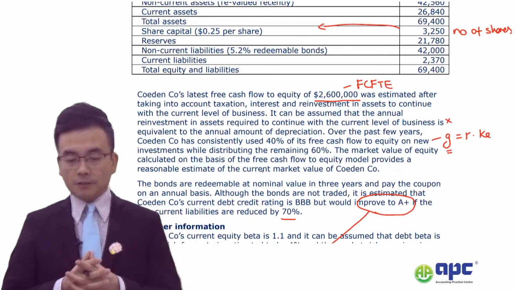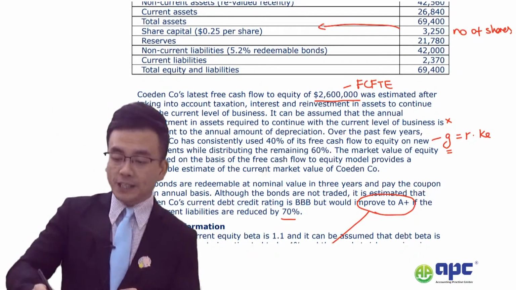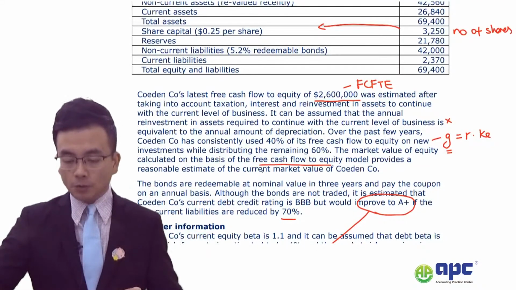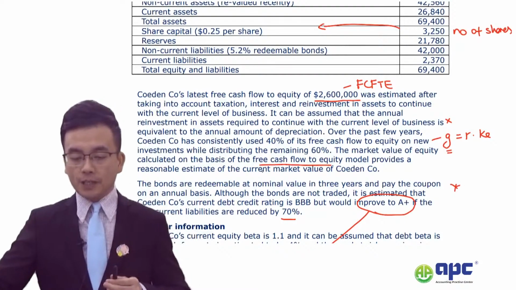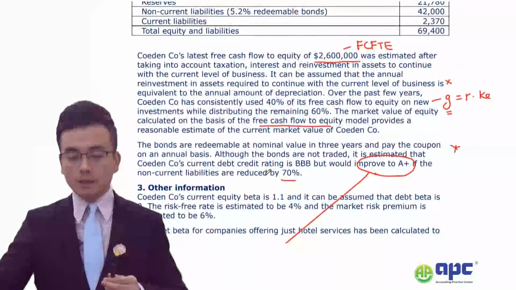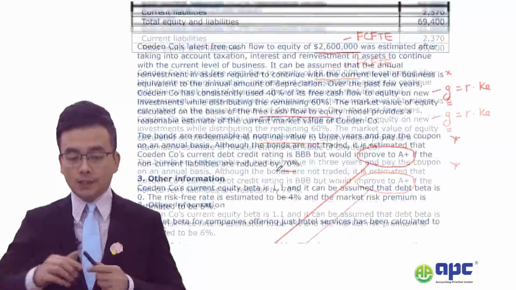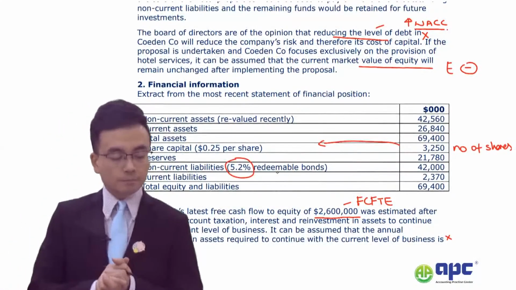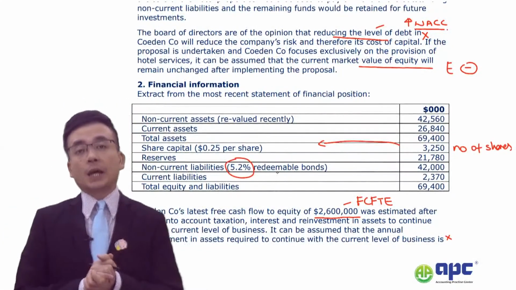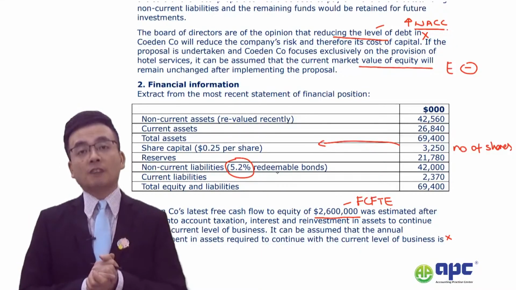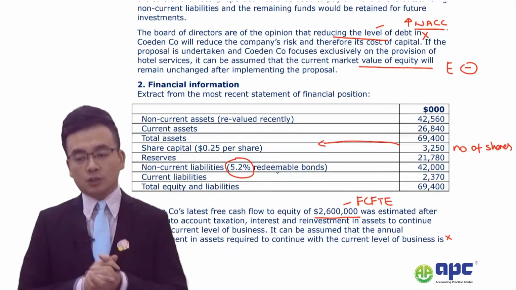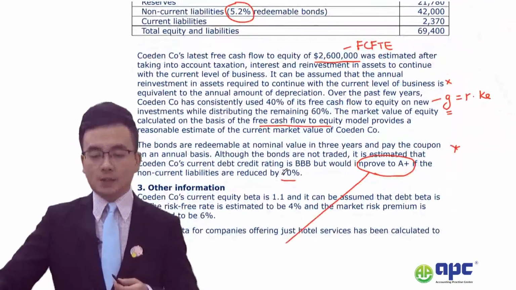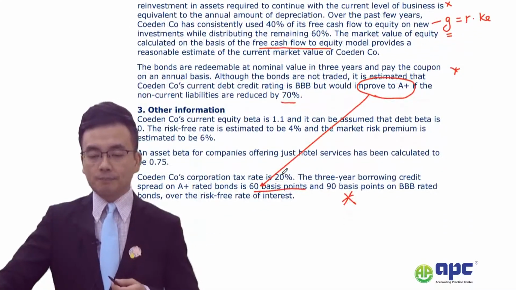We are also told that the market value of equities is calculated on the basis of free cash flows to equity. And also we are given that the bonds are redeemable in 3 years, and the coupon rate was 5.2%. So we can calculate that coupon interest by taking 5.2% times $100 each, and we discount at the pre-tax yield, and that gives us the value of debt.